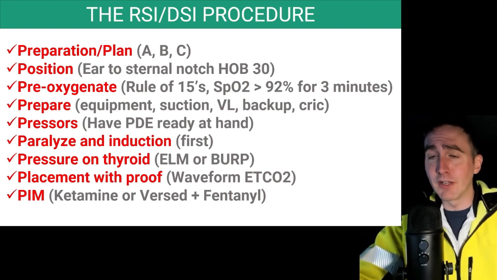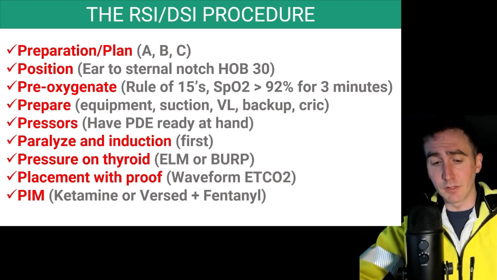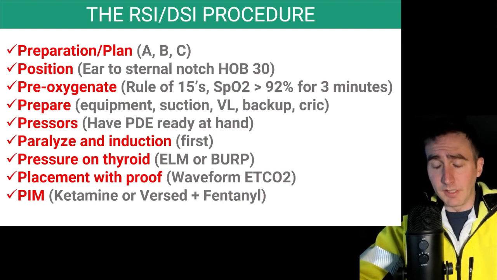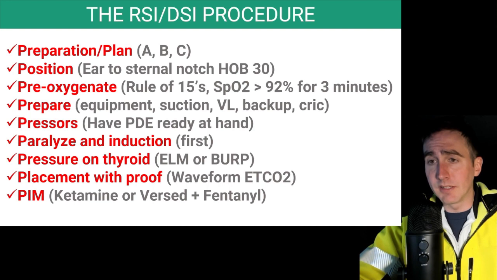The first P is preparation. Have plan A, plan B, plan C, and you need to verbalize that plan with your team. So the plan could be, well, are we going to do RSI? Is this a patient that we can optimize and then administer the induction and the paralytic nearly simultaneously, or is it someone that we need to sedate and then optimize? It could also be, I'm going in to intubate. If I am unsuccessful or the SpO2 drops below 92%, then I'm going to order a bailout. We'll reoxygenate and attempt again.